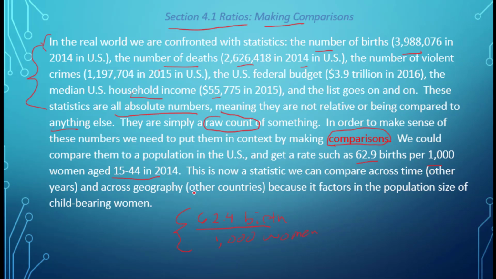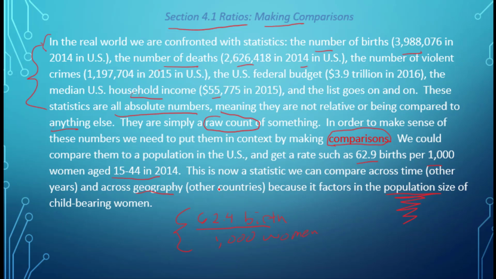It's a statistic that we can also compare over years across geography. For example, there is obviously more births in the United States than there are in Mexico. But that's because there's more people by far in the United States than Mexico. But is the birth rate any different in Mexico? Because this ratio here accounts for population size.